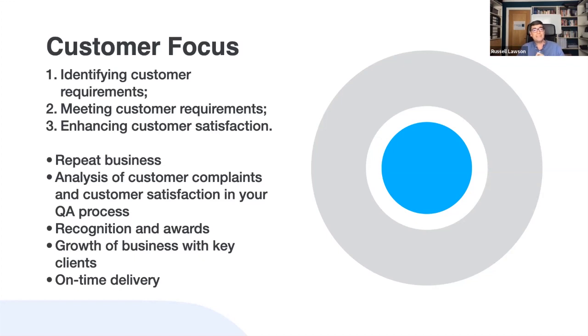So trends and key indicators of satisfaction also need to be captured and benchmarked. So customer satisfaction information needs to be obtained from customer feedback and analyzing customer responses. And this can be done in such things as you can see there: what level of repeat business you're getting, an analysis of customer complaints and customer satisfaction in your quality assurance process, any recognition and awards you're getting, particularly for any customer service level that you're managing to attain, your growth of business with your key clients, even your on-time delivery.